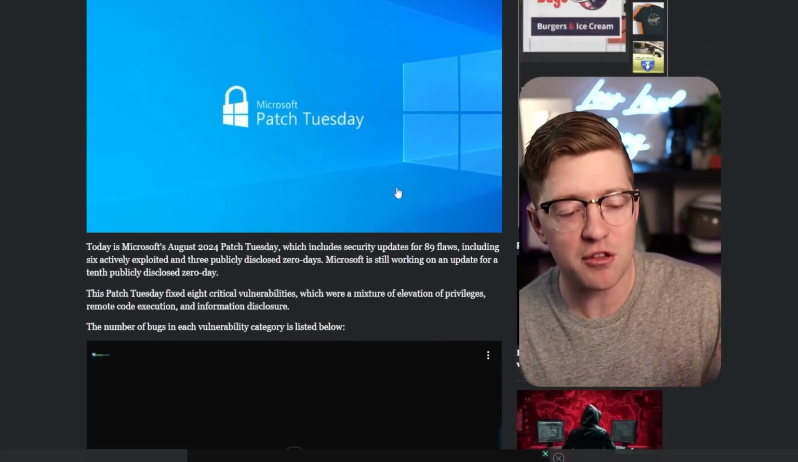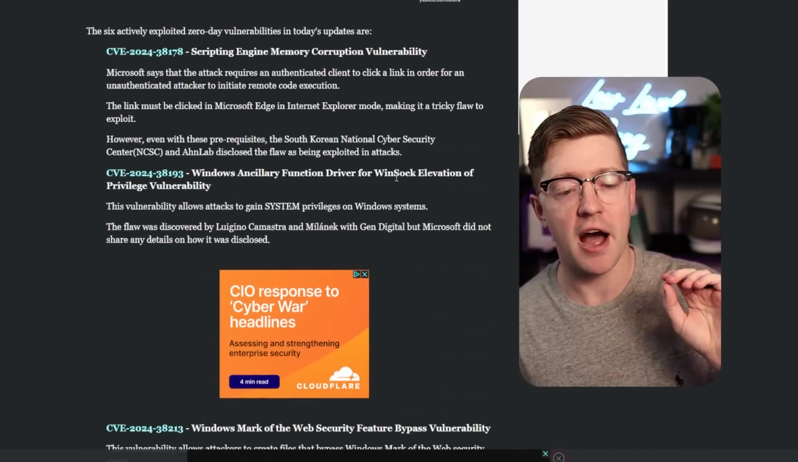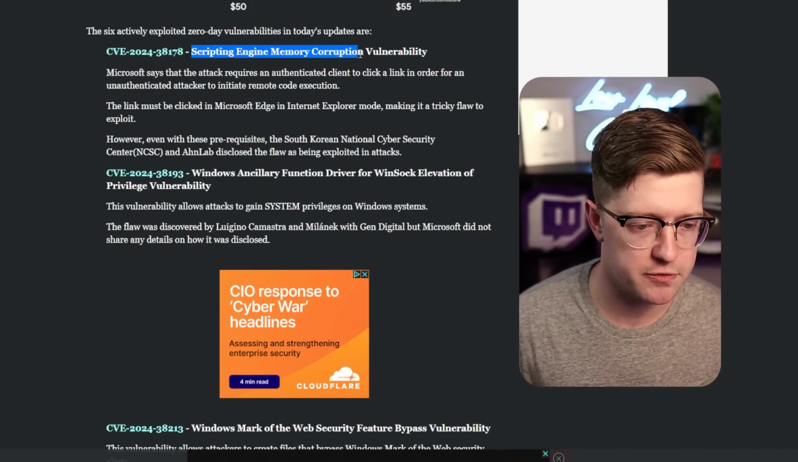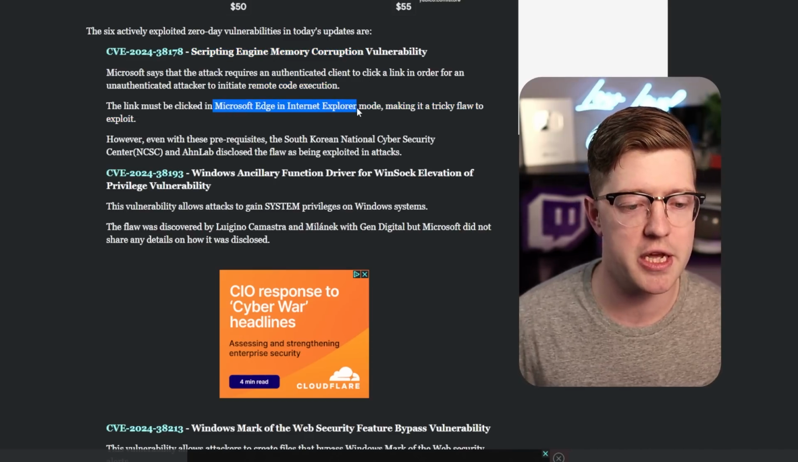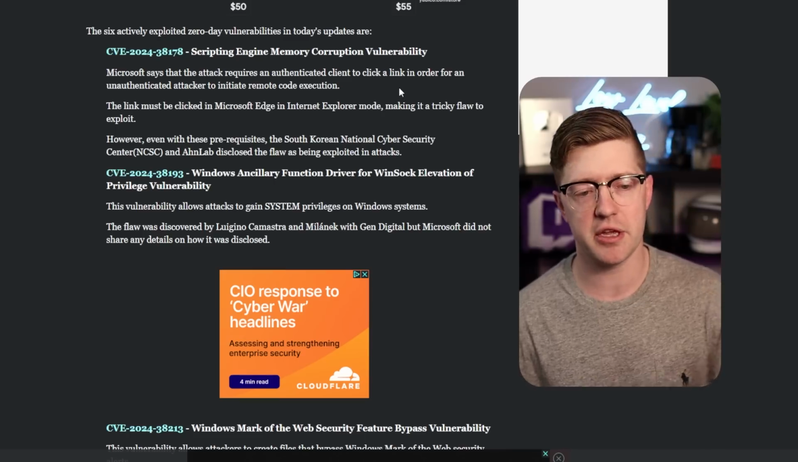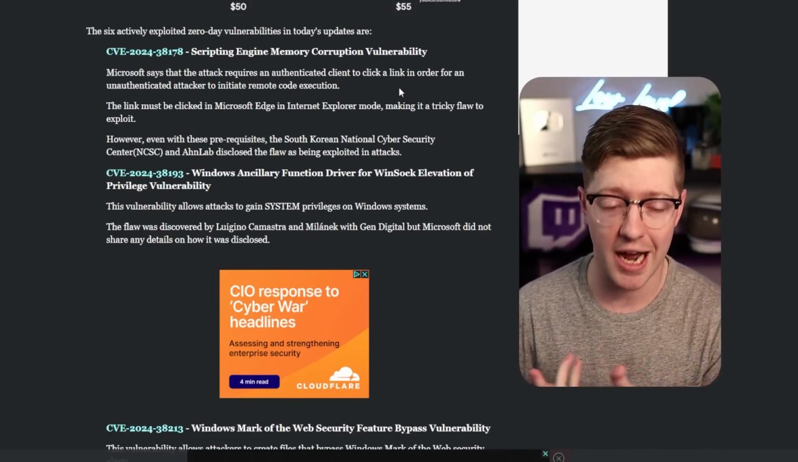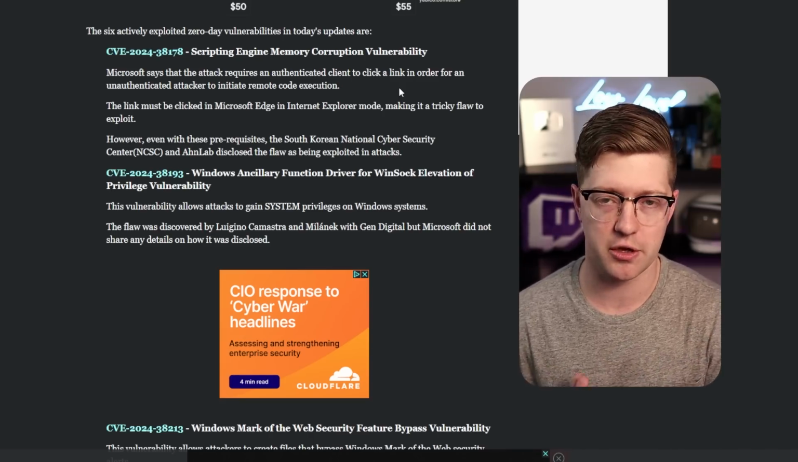But as I was reading through the patches that are released and the zero-days that are being fixed, I found one of them extremely shocking. So let's see, we got a scripting engine memory corruption vulnerability that allows for remote code execution in Microsoft Edge in Internet Explorer mode. Basically, if someone sends you a link and you click on it while you're using Edge in IE mode, that allows you to corrupt the browser and potentially get code execution on that computer.